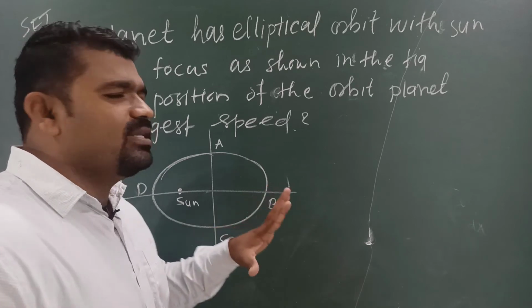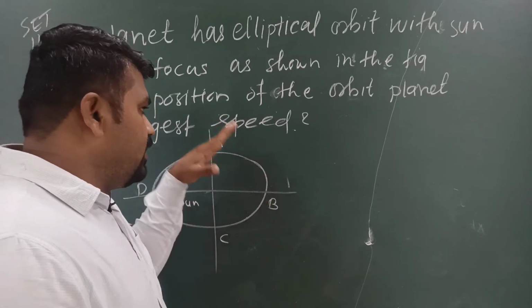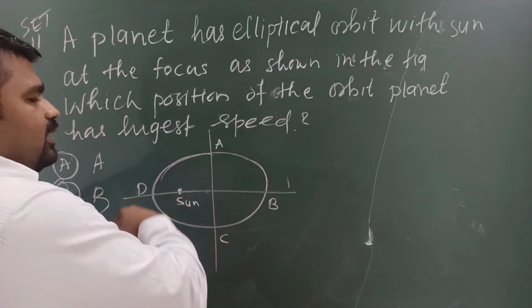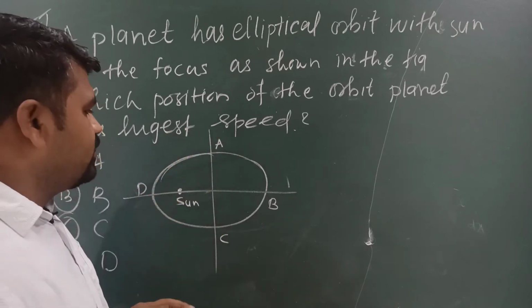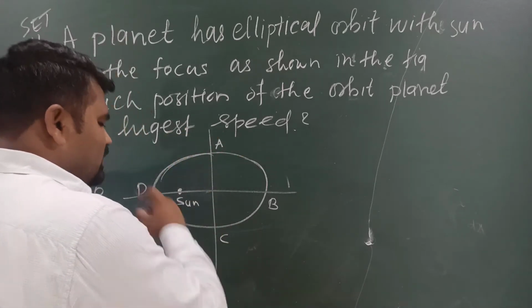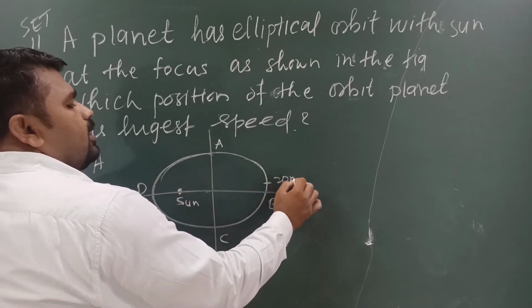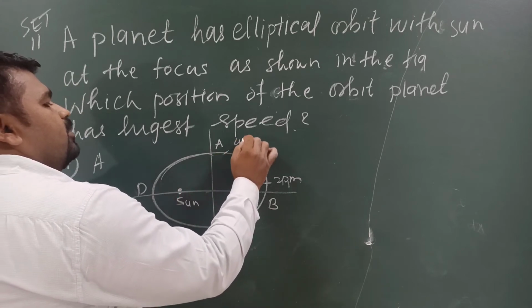And what is Kepler's second law? The second law says that each planet sweeps equal area in equal intervals of time. Now suppose we consider a particle at a point here at 2 p.m. And this particle reaches this point at 4 p.m.